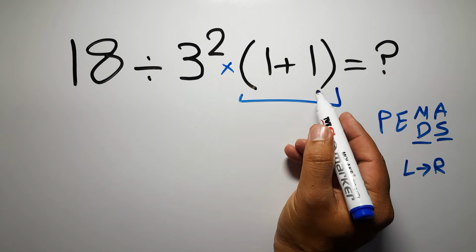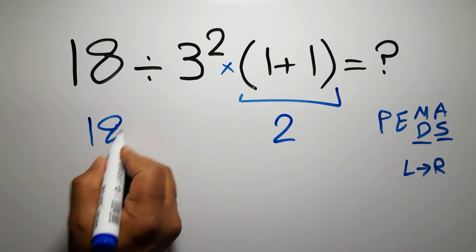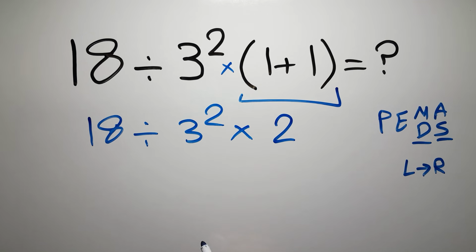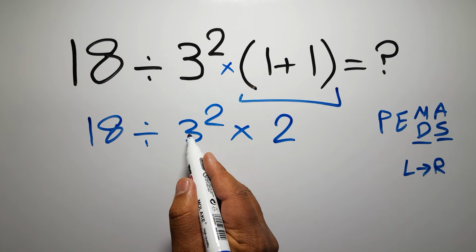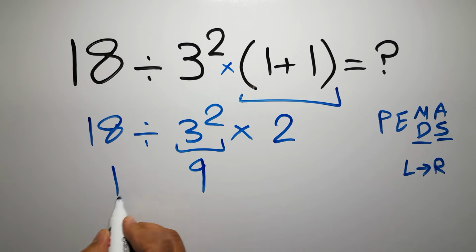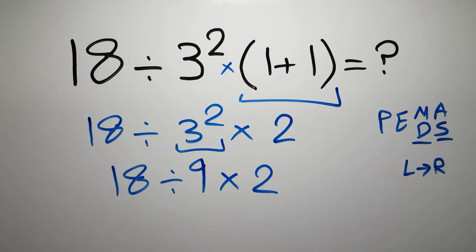So first this parenthesis, 1 plus 1 gives us 2. So 18 divided by 3 squared times 2. No, we have to do this exponent first. 3 squared equals 9. So 18 divided by 9 times 2.